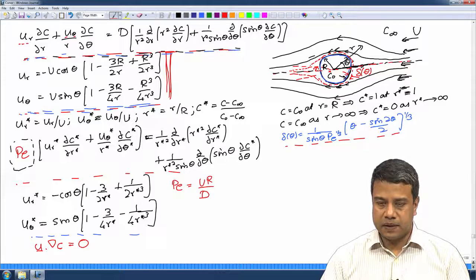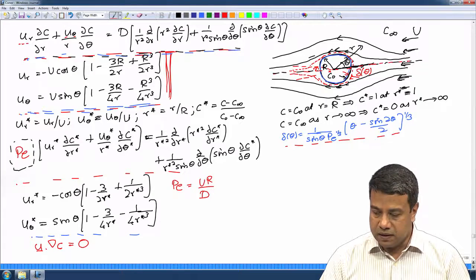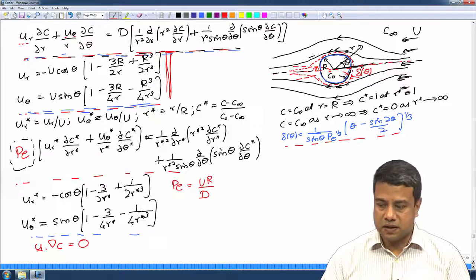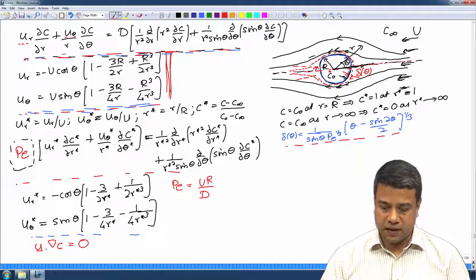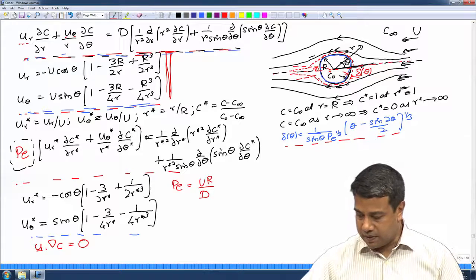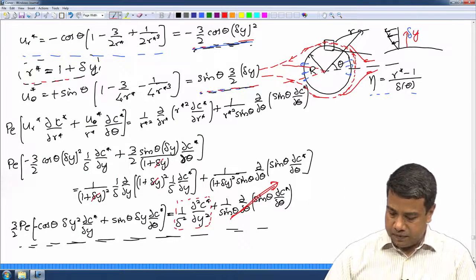In the limit of high Peclet number, defined as the ratio of convection and diffusion, the concentration disturbance is going to be restricted to a thin region near the surface of the sphere. At the upstream direction, that thickness has to be finite. Write the equation once again in terms of a similarity variable.